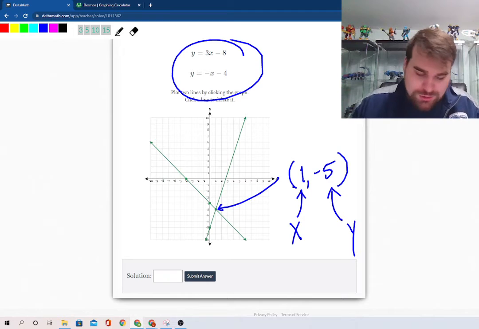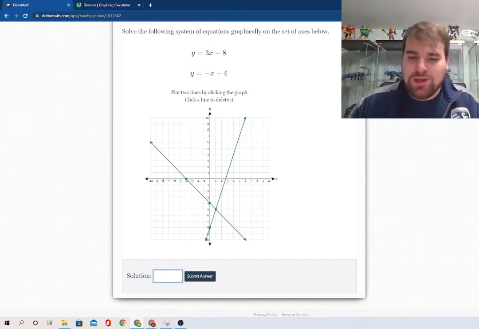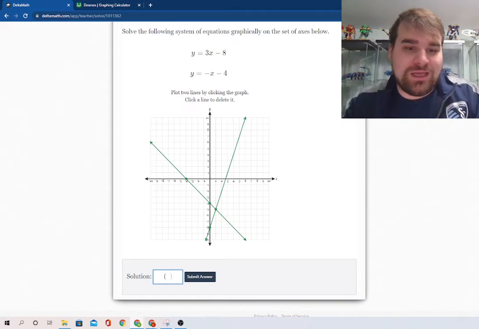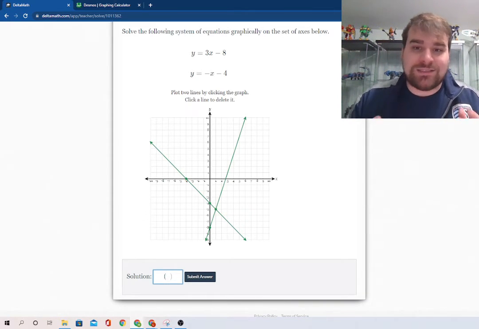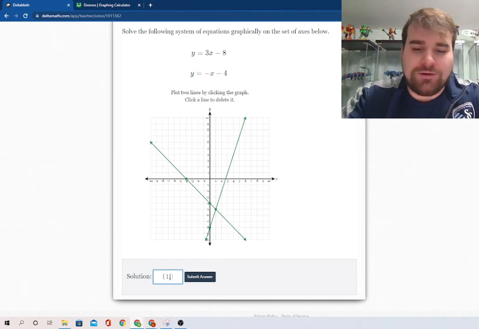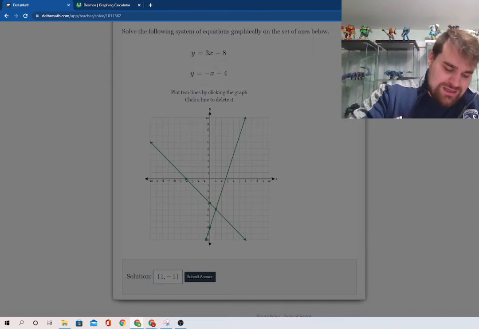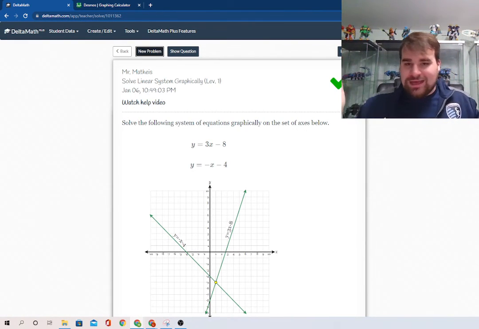Let's go ahead and type our solution in here though, just to make sure we're right like we always do. And do be aware you have to put it in coordinates written as a point, as an ordered pair. If you don't write it as an ordered pair, DeltaMath's not going to count it right for you. So make sure we write it like this, hit enter, and look at that. We got it.